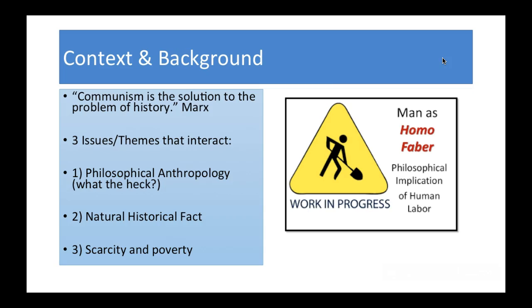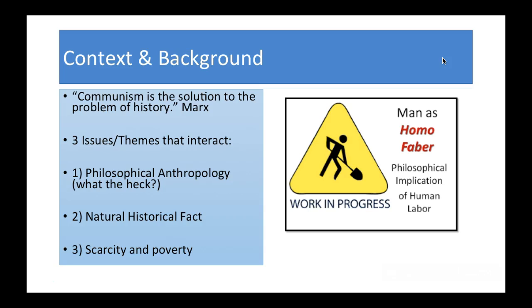All right, we're going to look at a little bit of context and background. And as we do that, we're going to start with this quote from Marx himself. You see it up on the screen: "Communism is the solution to the problems of history." Now, before we go on, we really need to look at, well, what is the problem of history? I think communism is going to be the end, but what's the problem of history? And to do that, Marx and Engels come up with 3 issues or themes that interact in a dynamic way that help us define and understand the problem of history.